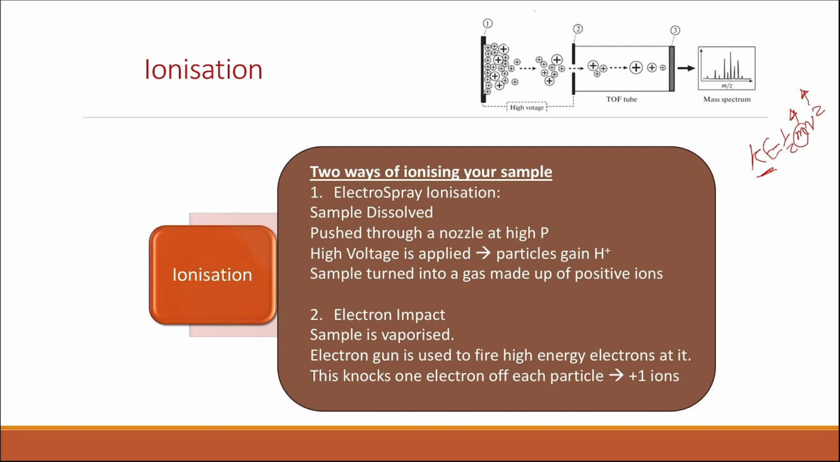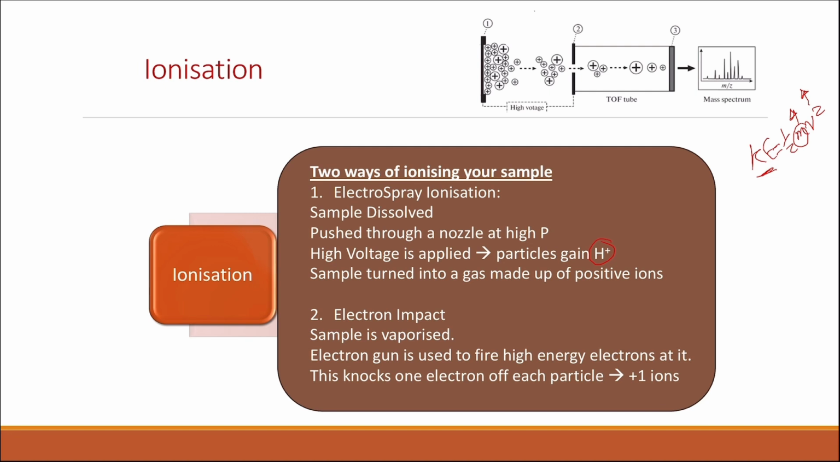So let's talk about the two different types of ionization based on what you need for the exam. We have two types, electrospray ionization and electron impact. In electrospray ionization, you dissolve your sample and then push it through a nozzle at high pressure, and then you apply a high voltage. It's very important to refer to the application of the high voltage. What happens when you apply the high voltage? Each particle will gain a proton, or hydrogen ion.